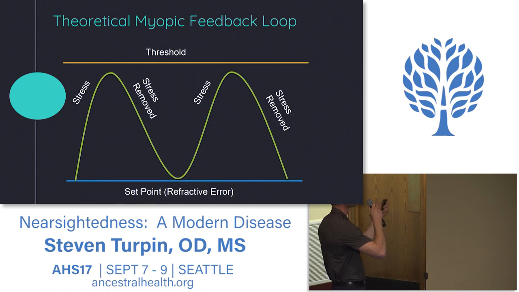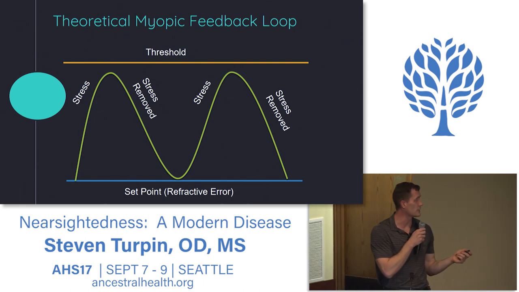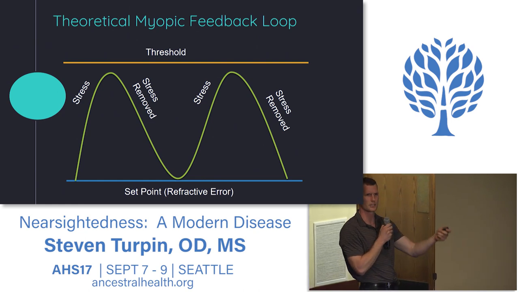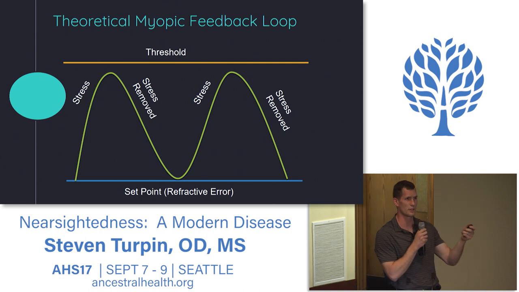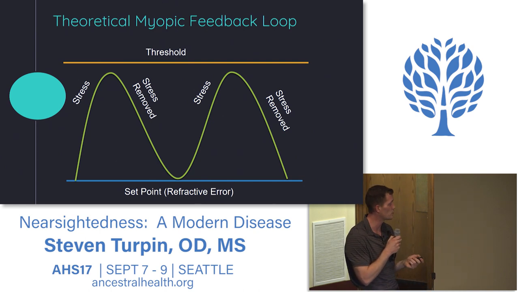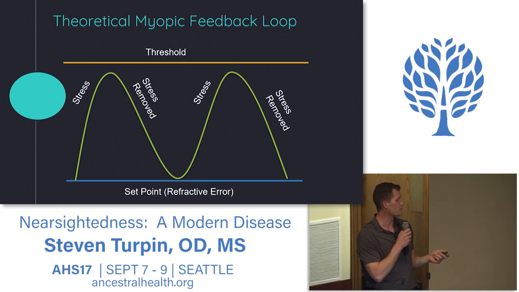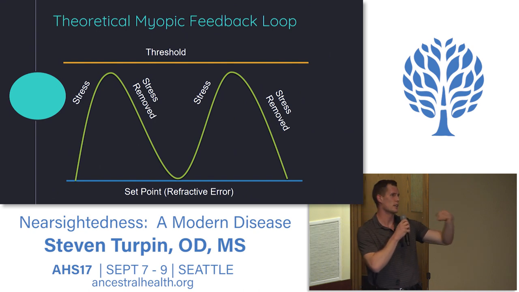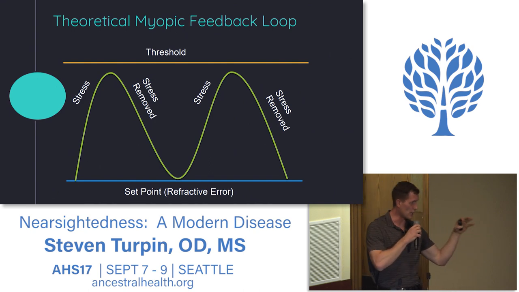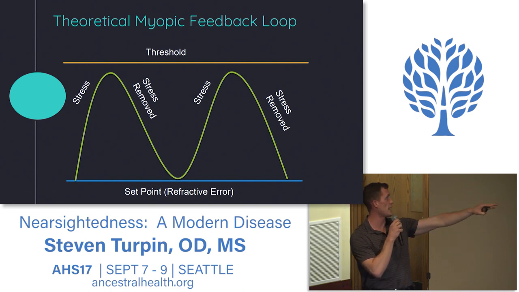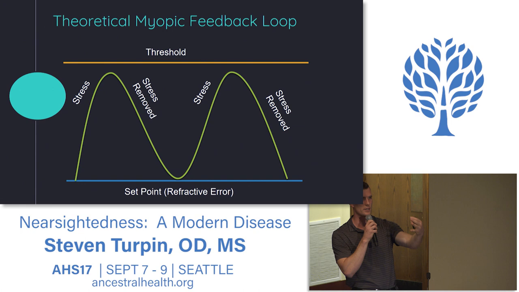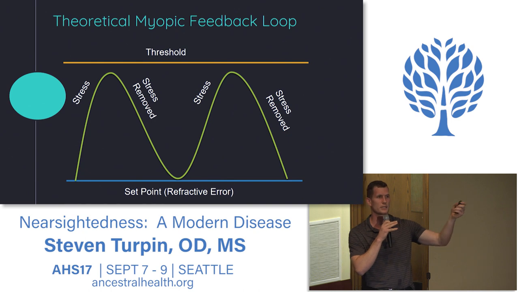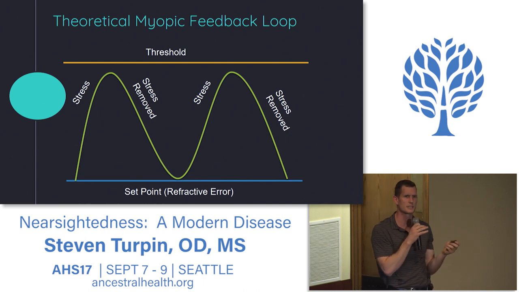So the theoretical model for this is that you have a set point, and that's kind of your refractive error, or the amount of nearsightedness or the amount of farsightedness that someone has, or the perfect emmetropic eye that someone might have. And what we see is that over time, the stress is introduced and removed. So let's say you're not getting enough light. Low light levels can act as a stressor, like we talked about earlier. The increase in carbohydrate can act as a stressor with the insulin. Or, you know, you're doing a bunch of near work, you're having this parasympathetic response. That could be a stressor.